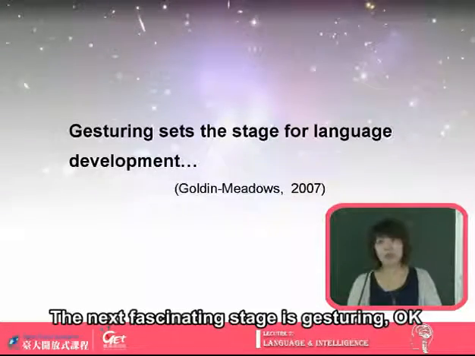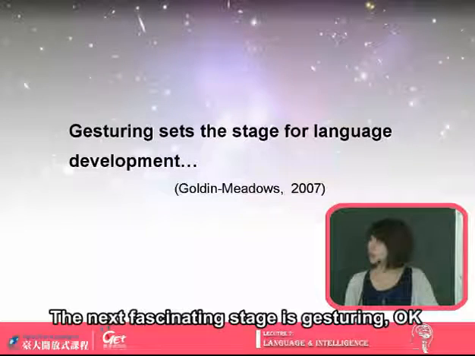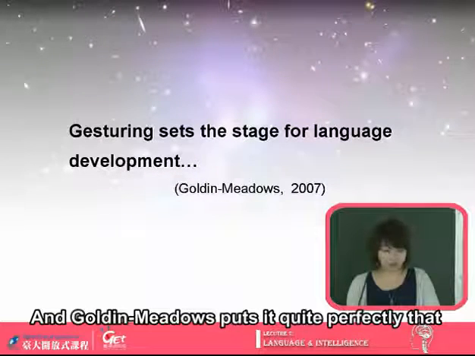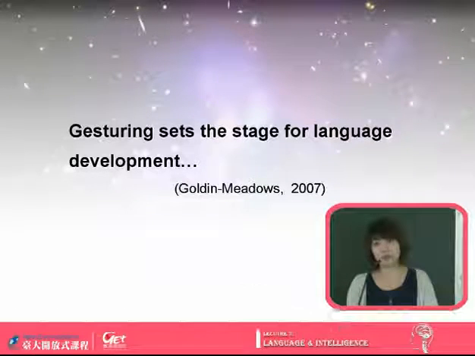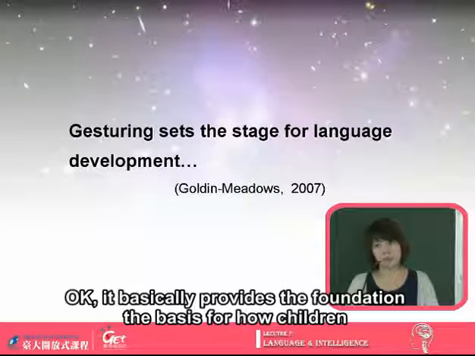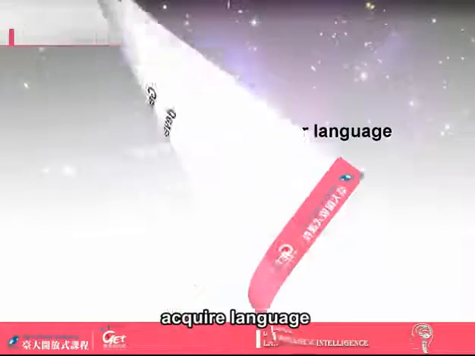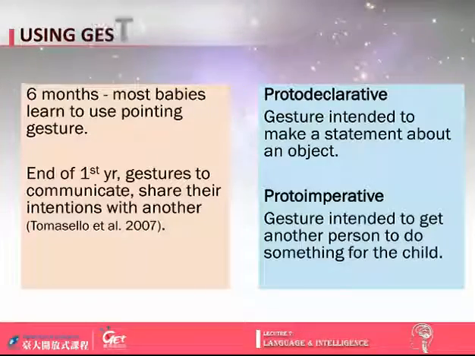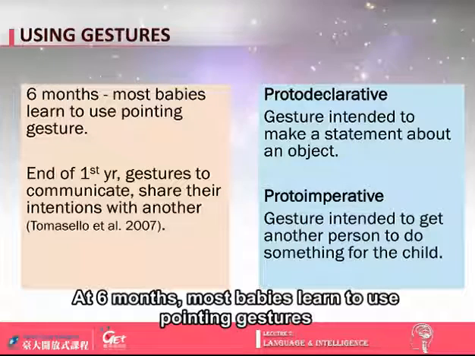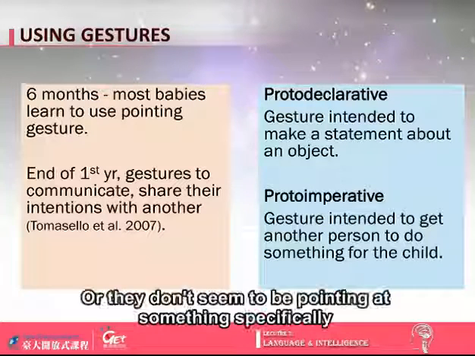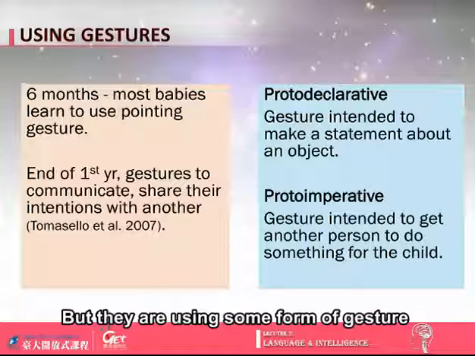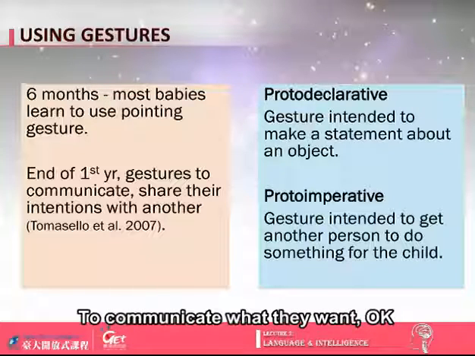The next fascinating stage is gesturing. Okay? And Golden Meadows put it quite perfectly that gesturing sets the stage for language development. Okay? It basically provides the foundation, the basis for how children acquire language. At 6 months, most babies learn to use pointing gestures. Okay? Sometimes their pointing might not be very clear. It might be like this. Or they don't seem to be pointing at something specifically, but they are using some form of gesture to communicate what they want.